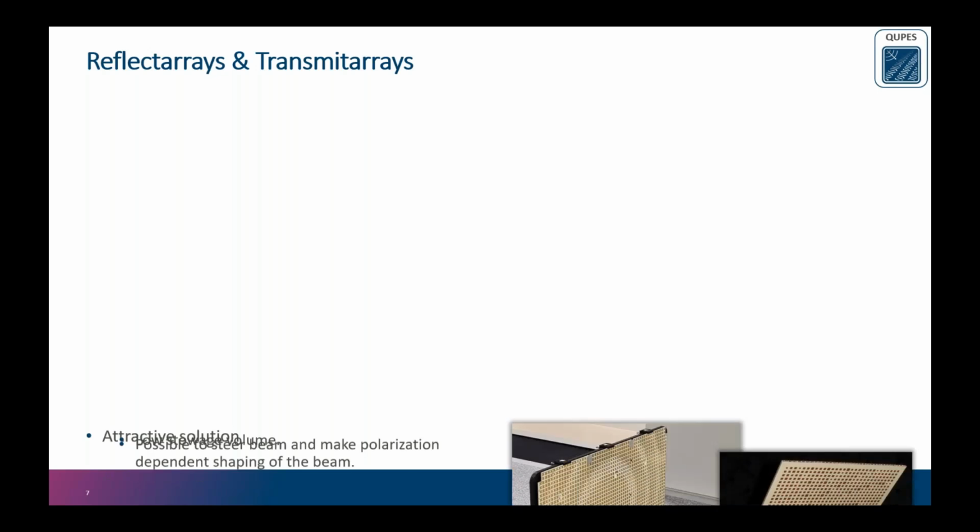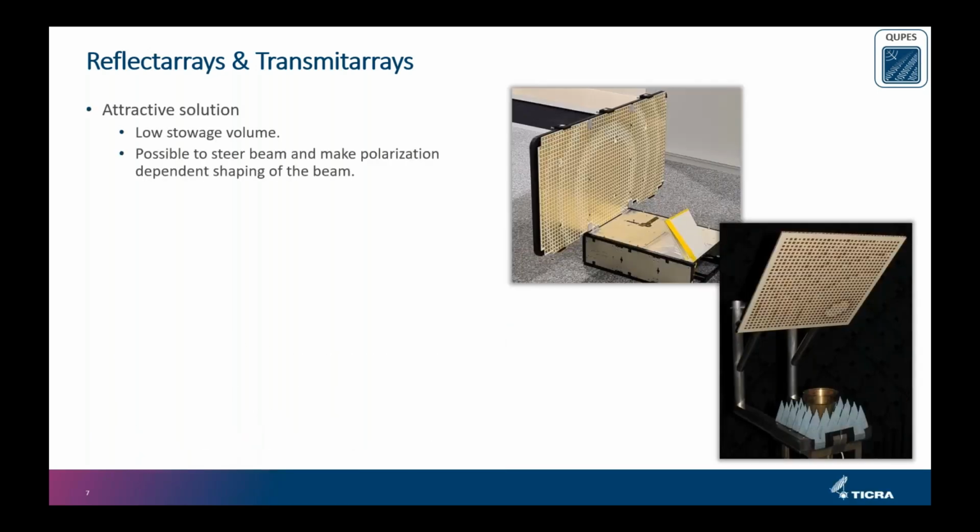So reflector array and transmit arrays are typically seen as an attractive solution for antennas for satellites because they have a low stowage volume, because they are completely flat, so you can stow them very efficiently, and it's possible to steer the beam and make polarization dependent shaping of the beam by simply changing the pattern on these reflector array panels.